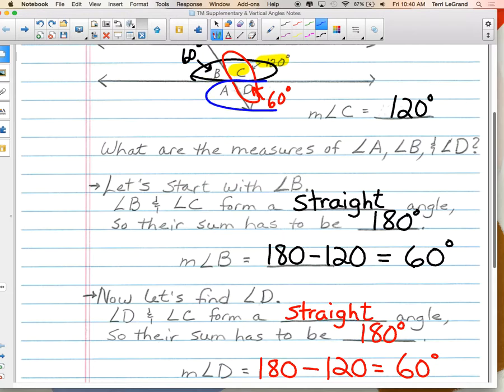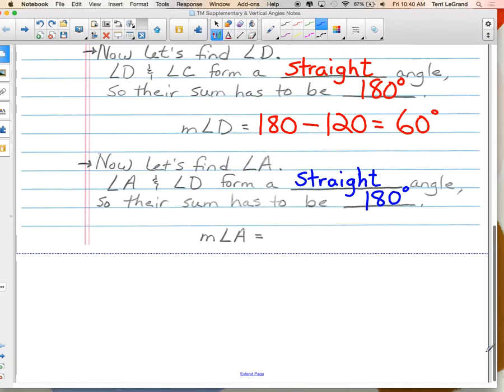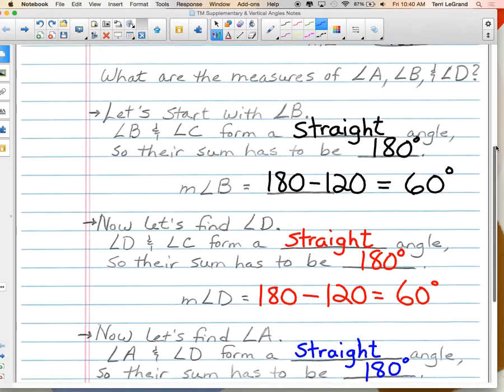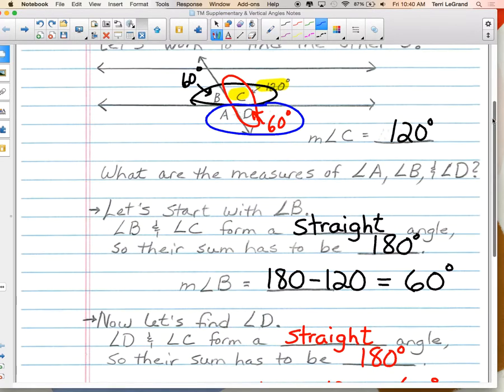A and D. And since we already know that D is 60, we can subtract it from 180. That's right. So 180, take away 60. How much does that angle measure? 120 degrees. So now we can go up to our drawing and say angle A is 120 degrees. That's what Danny said, didn't she? Angle A is going to measure 120 degrees.